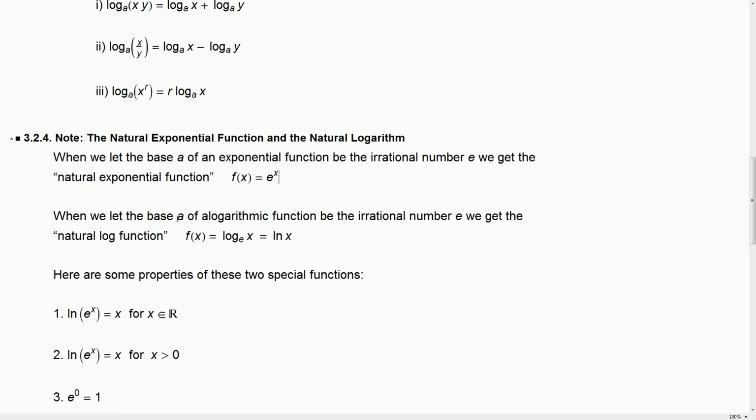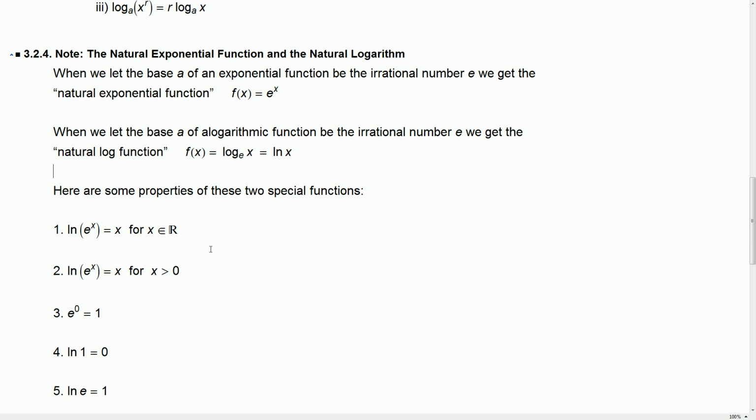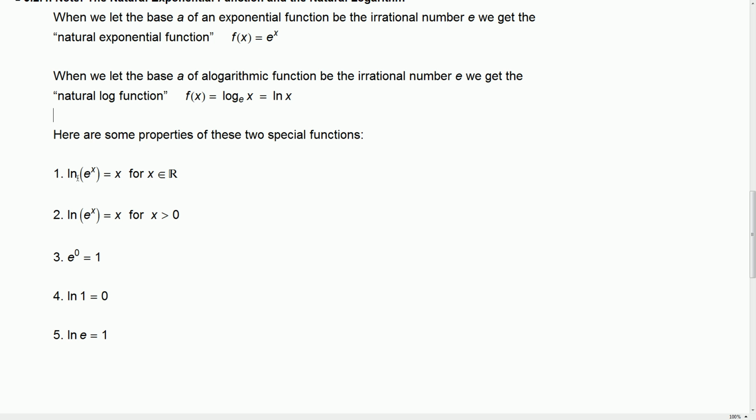Then, if we take the base a again to be e for a logarithmic function, we get what we call the natural log function. So it's log base e of x, and instead of writing this, we have a shorthand notation. We just write ln x instead. So here are some properties of these two special functions. If you take the natural log function and compose it with the exponential function, these are inverse functions, so they wipe each other out basically, and what you get is x. So if you plug a real number in here, put these two together, that real number is going to come out.